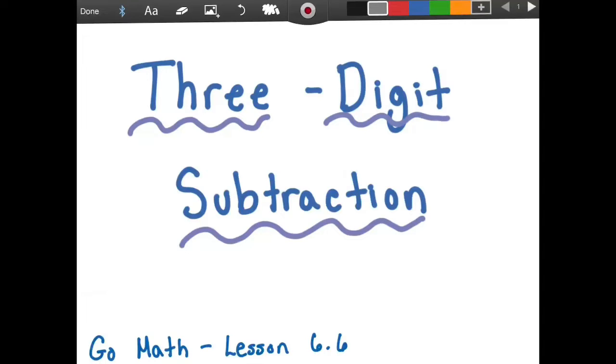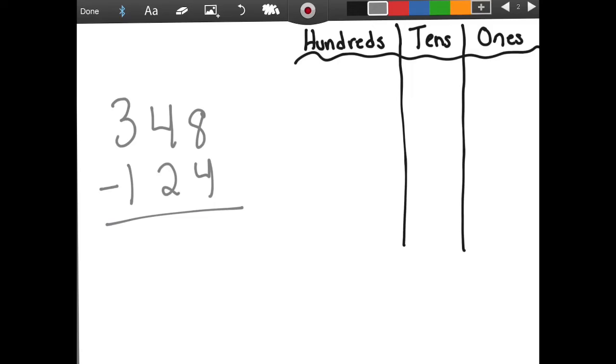Last week when we learned about three-digit addition, you guys did so great that I think you are so ready to move on to three-digit subtraction. So we're going to start with a couple examples, and then we're going to do 2 problems together before you do a couple problems on your own. So let's look at this one. It says 348 minus 124.